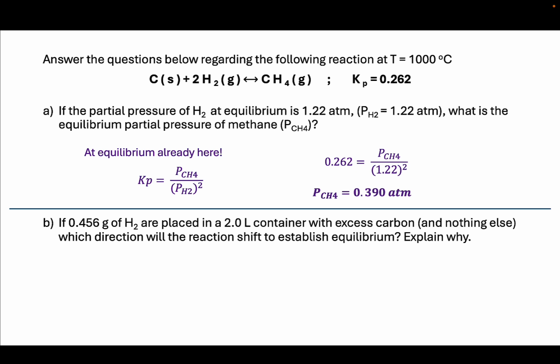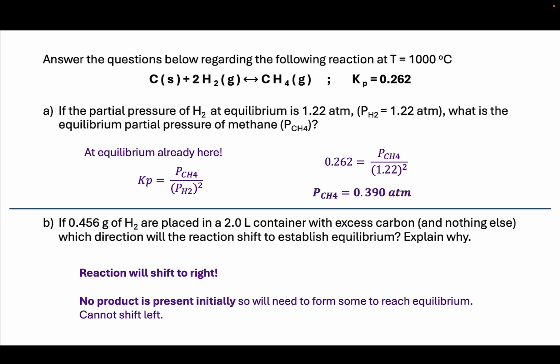Okay, so now the second question says if we have a certain amount of H2 in a container with plenty of the other reactant, the solid carbon, which direction is the reaction going to shift? And here there's nothing else other than those two reactants, and we know that it's going to shift to the right. It's an equilibrium reaction, and therefore it's going to need to have both gases at equilibrium. There's none of the product gas right now, therefore we need to shift to the right to create some. Again, no product initially present.